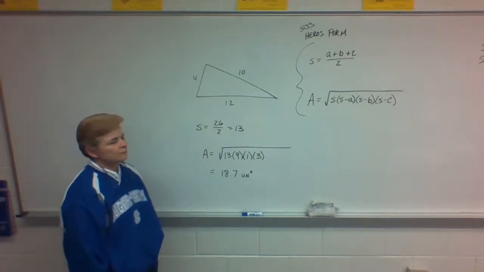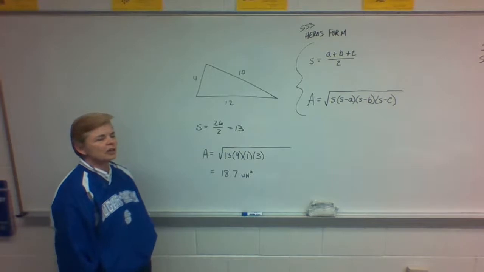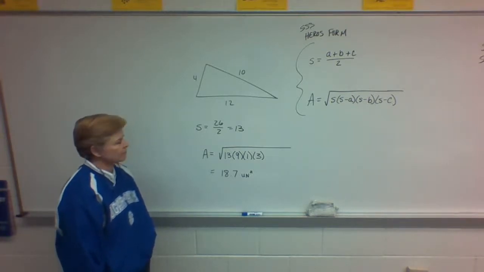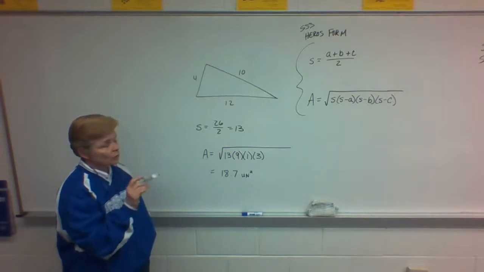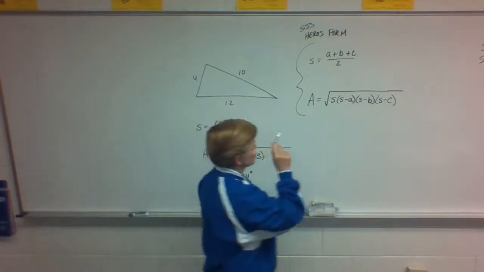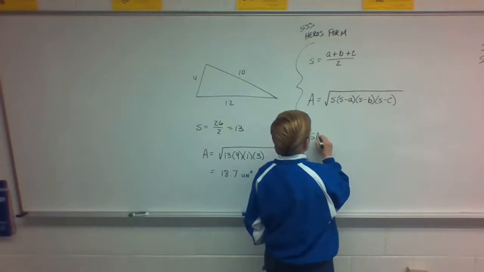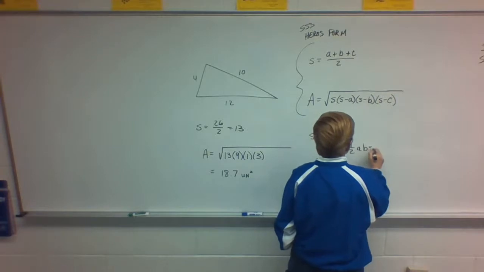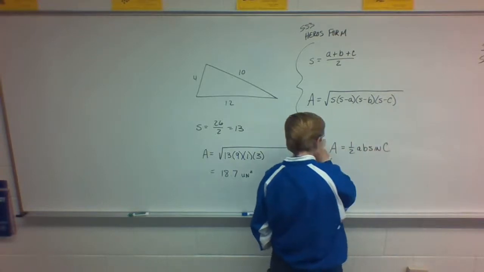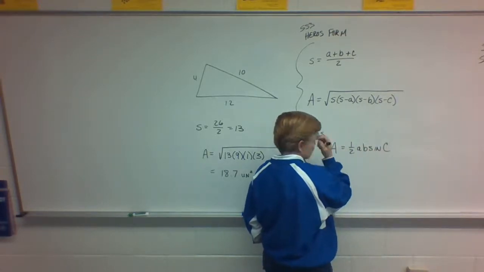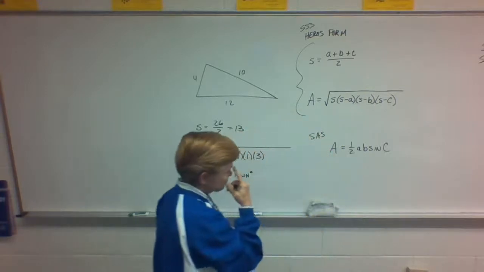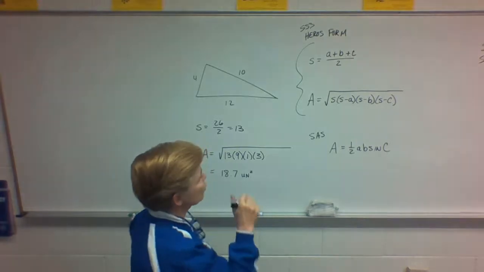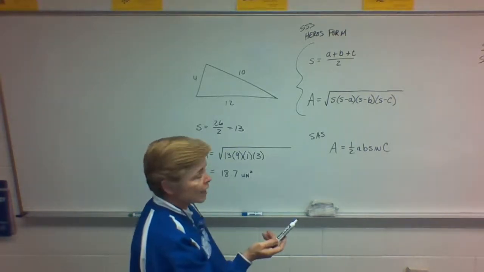Hero's formula is pretty cool. Here's the part that's not cool, and I've often been called not cool, and I'm okay with it. You have to have this and that other one memorized. So you've got side, side, side, which is Hero's formula. For side angle side, if you'll remember, area is equal to 1/2 ab sine C. In other words, the two sides multiplied, half of that, times the sine of the angle in between. Based on those two patterns.